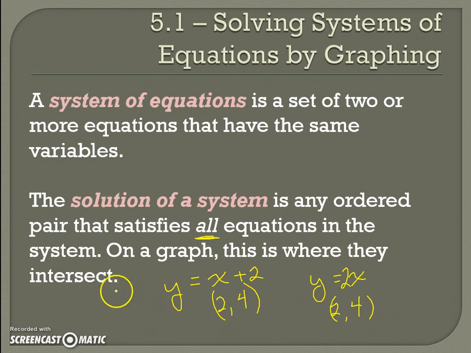If I try to use another one of these, say x is 3, then on this one, y is 5. This is a solution to this one, but if I try to plug this in over here, I get 2 times 3, which is 6. So when x is 3 for this one, the y value is 6. It does not work for this one. So this is not a solution for both of them, but this one is. And notice it says this is where they intersect. So this is what we're going to be focusing on today, is how do we find these particular values.